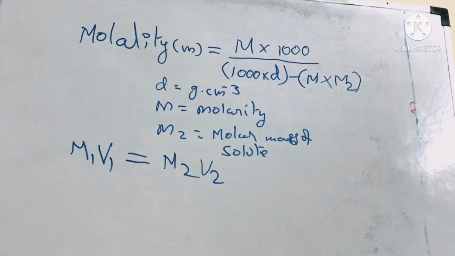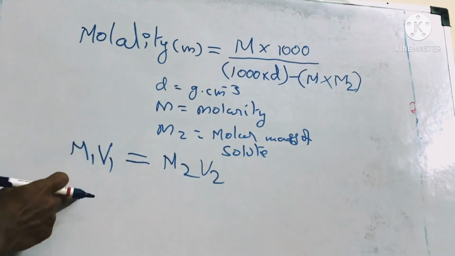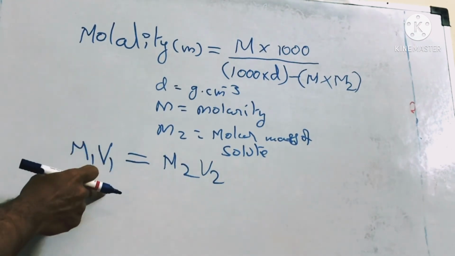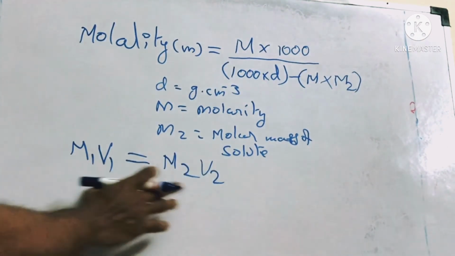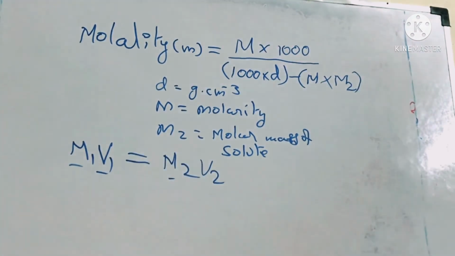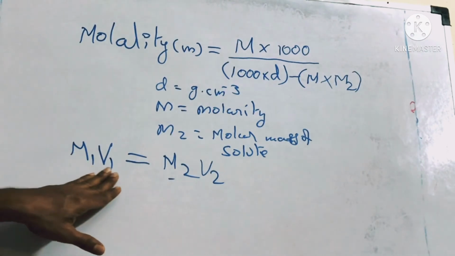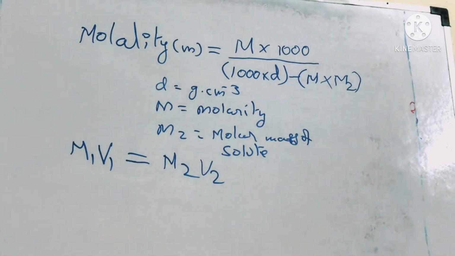So molarity can be varied. So out of these 4 parameters, molarity of initial, volume of initial solution, molarity of final, volume of the final solution, out of these 4, if they give any 3 parameters, you can find out the fourth one. So any 3 if they give, you can find out. So M1 V1 equal to M2 V2. In such a way we can solve the questions.